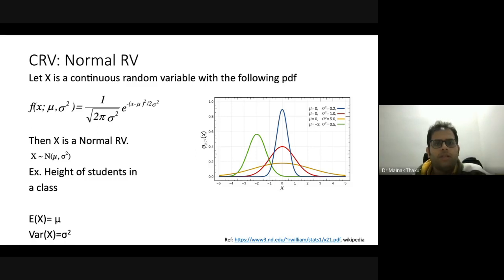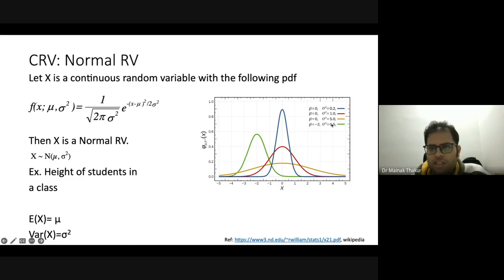The distribution form is a little bit complicated. Let x be a continuous random variable with the following PDF. Now if x follows a normal distribution, it has two parameters. One is mu, which is the mean, and another is sigma square, or sigma also you can say. Sigma square means its variance. So if you change these two parameters, the shape will change. You can see for different mu and sigma square, the shape of the distribution is changing, right?